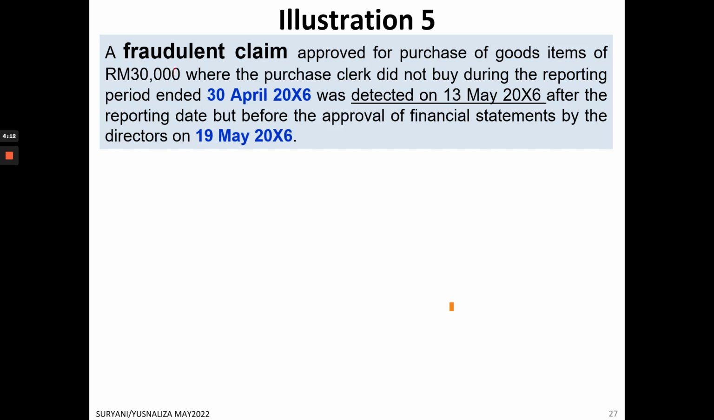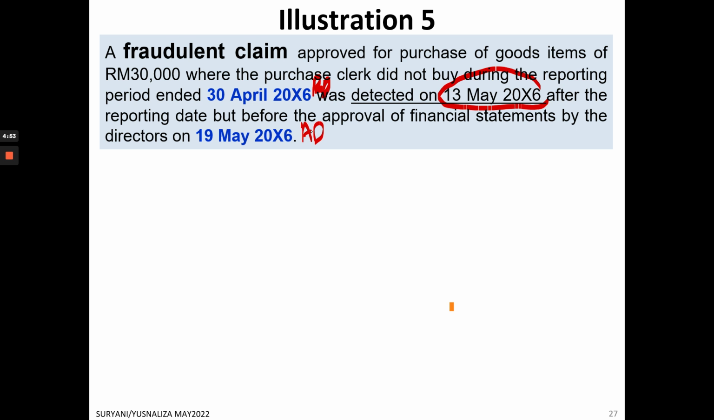Next we go to illustration 5, which is about a fraudulent claim approved by the company for the purchase of goods items amounting to 30,000, where the purchase clerk did not buy during the reporting period ended 30th of April 2006. This is the reporting date here, and the year end is 30th of April 2006, and that was detected after the reporting date, which is 13th of May. So that was after the reporting date, but before the approval of the financial statement for issue by the director, the authorization date.